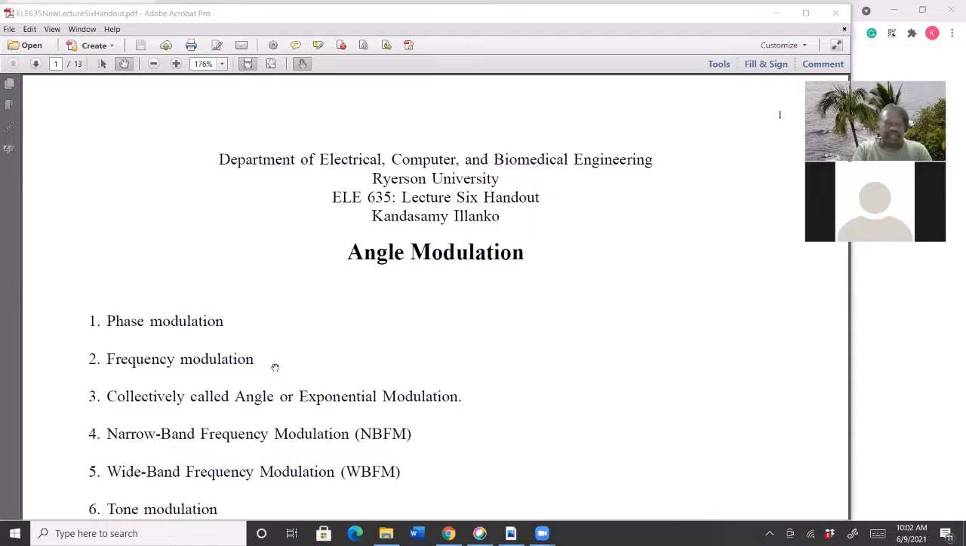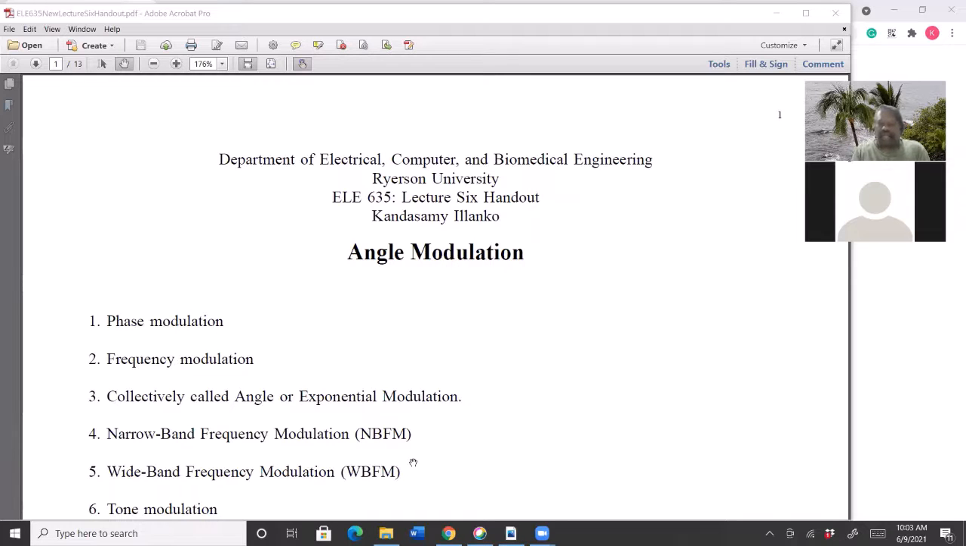Okay, so we are going to study phase modulation and frequency modulation. Together they are called angle modulation, or another name is exponential modulation. You will see why we call it exponential modulation, because often we write this cosine omega ct in a complex form. That's where the exponential part comes from. And then we will be studying something called narrow band frequency modulation. Then we will go to wide band frequency modulation. And the reason is, unlike AM, it's not easy to generate FM. So we first generate a narrow band frequency modulation, which means the bandwidth is small. And then we do something to increase the bandwidth.